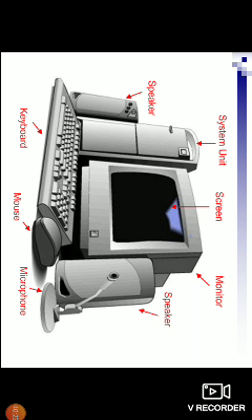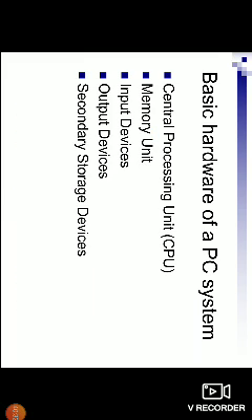So this is the computer. First, monitor, CPU, system unit, speakers, mouse, keyboard, microphone. These are the basic hardware components: CPU, memory unit, input device, output device, and secondary storage devices.